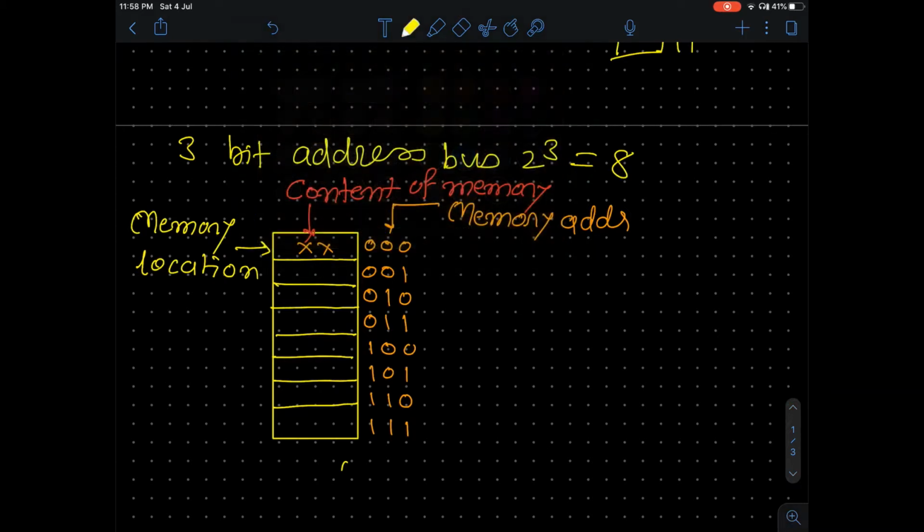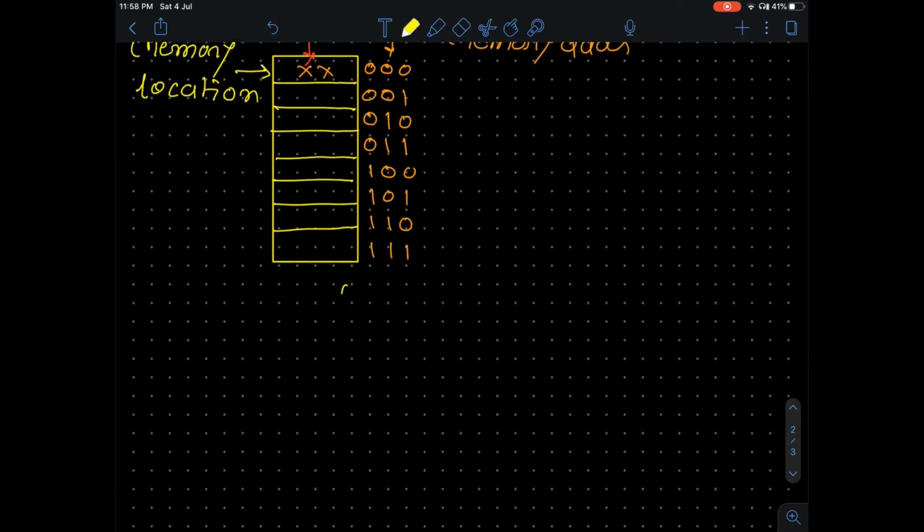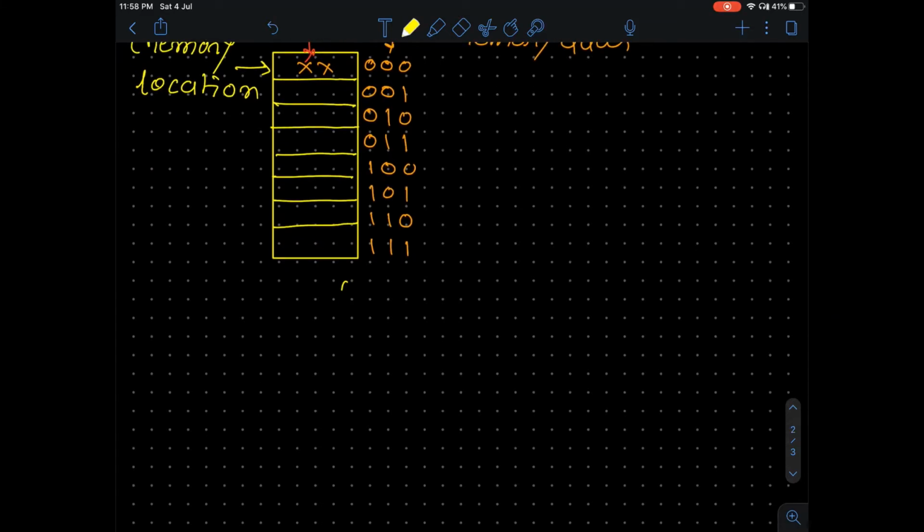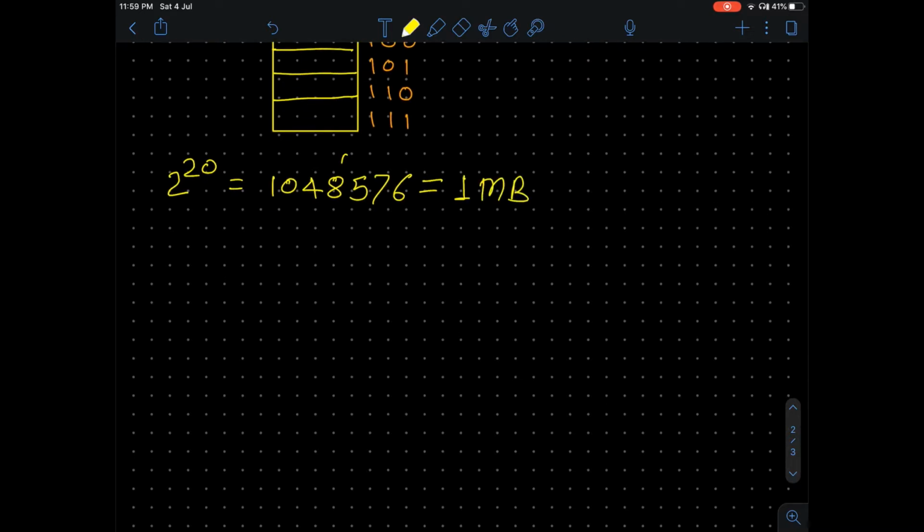Now, in our example, we have a 20-bit address. Here, 2 raised to the power 20 comes to be 1048576, that is equal to 1 MB. Now let us discuss this with the help of a simple diagram.